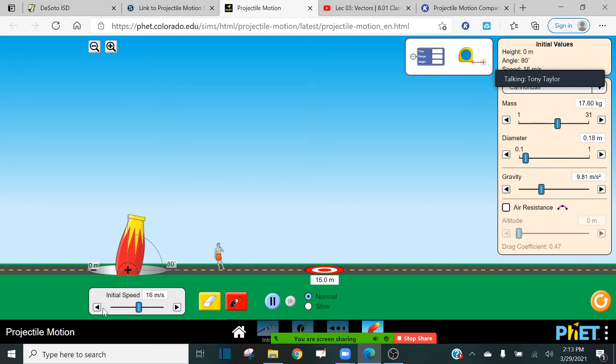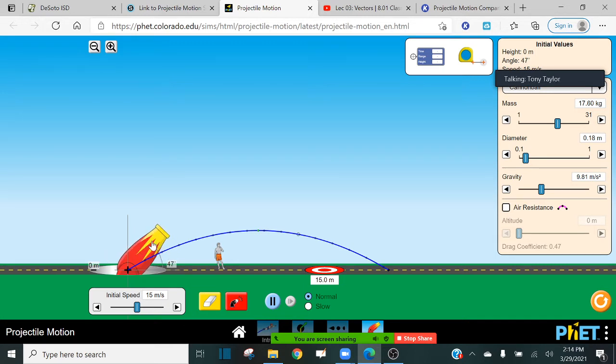Along the side here, I can change the speed by which I can launch my projectile. So here I have a cannonball. Okay. So guys, we're going to start off with a 30-degree angle. So I'm going to launch my cannonball from a 30-degree angle. Notice how far the cannonball went. Let's compare that to a 45-degree angle.